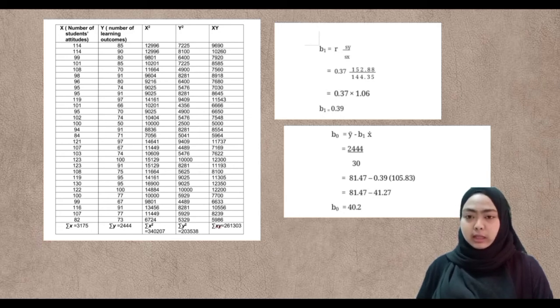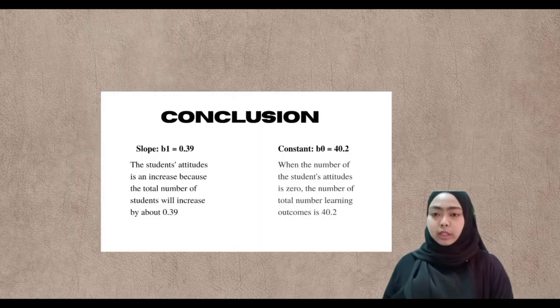For the conclusion, slope equal to 0.39. That means as students' attitudes increase, the total learning outcome will increase by about 0.39. And the constant is equal to 40.2. That means when the students' attitude score is 0, the total learning outcome is 40.2. That's all from us.